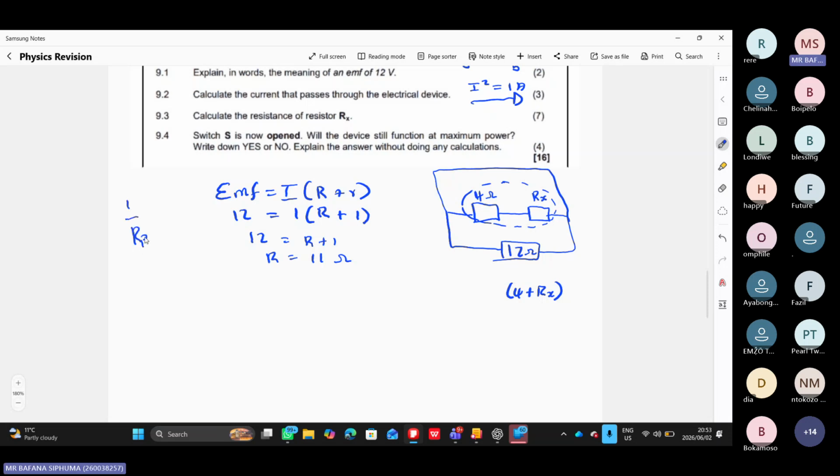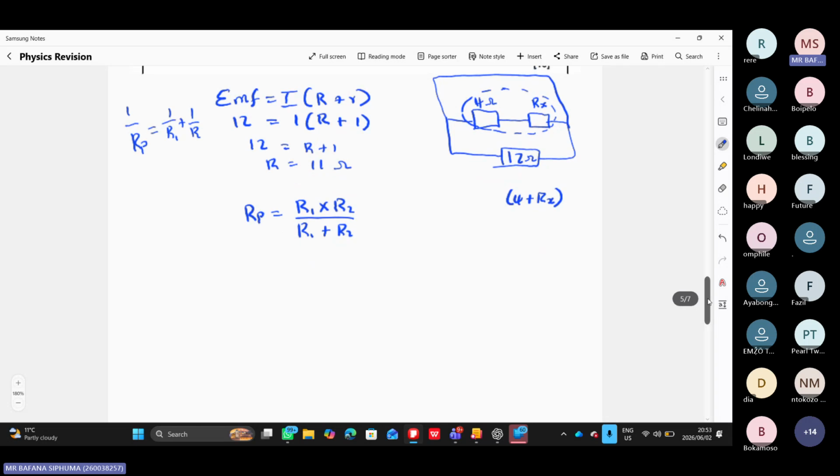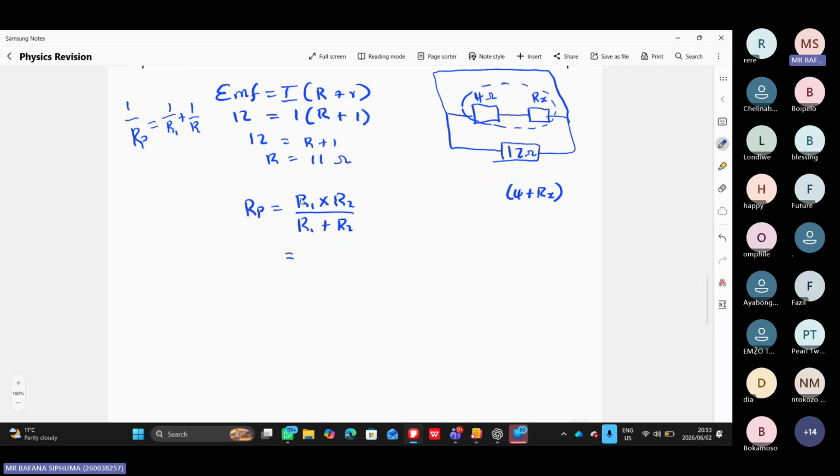You treat that as one thing because you're avoiding that formula of saying 1 over Rp is equal to 1 over R1 plus 1 over R2 and so on. I hate that formula. You can simply still use the formula Rp is equal to R1 multiplied by R2 divided by R1 plus R2. So how do you do it now? Your R1, you will assume it is this thing.